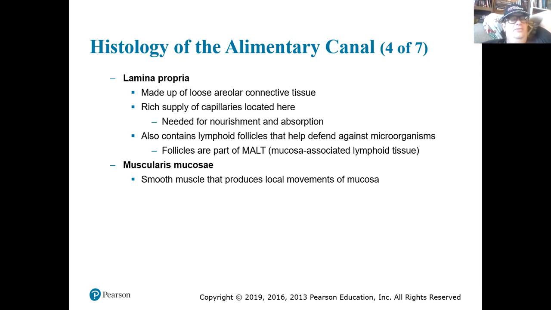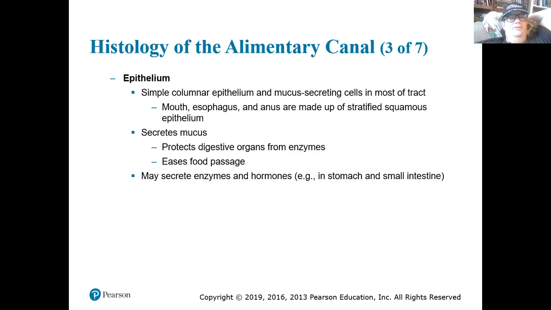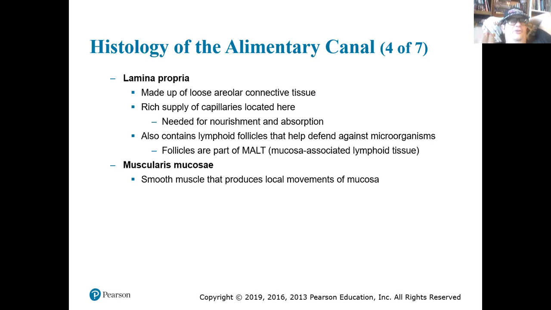Now remember, the mucosa is three layers. There's the epithelium we just talked about. There's also the lamina propria and the muscularis mucosa. So the lamina propria is a loose areolar connective tissue, lots of blood vessels there, needed for nourishment and absorption. You've got to be able to absorb nutrients, and you've got to be able to move the nutrition, the things that are in there, around through the body.